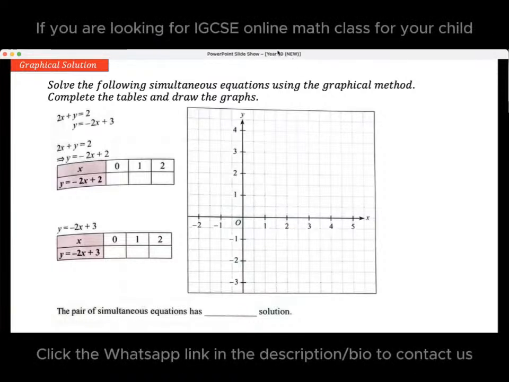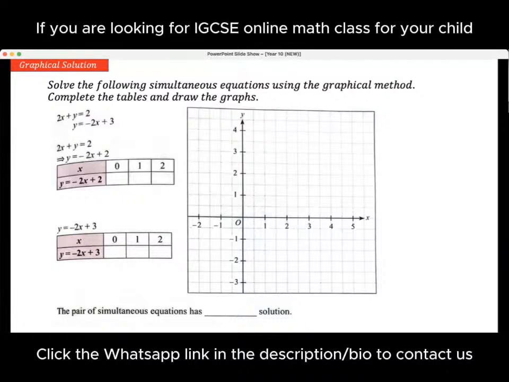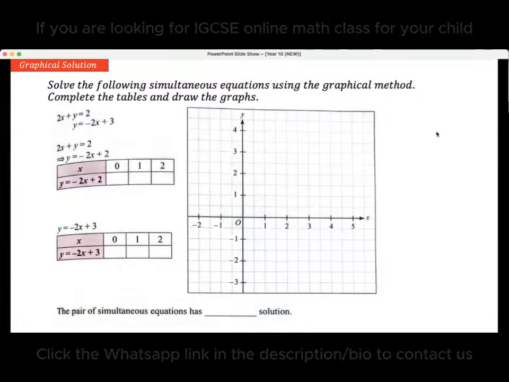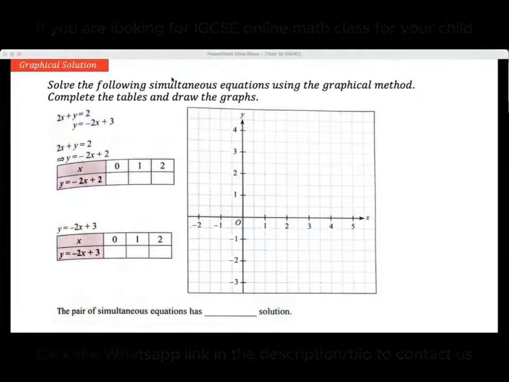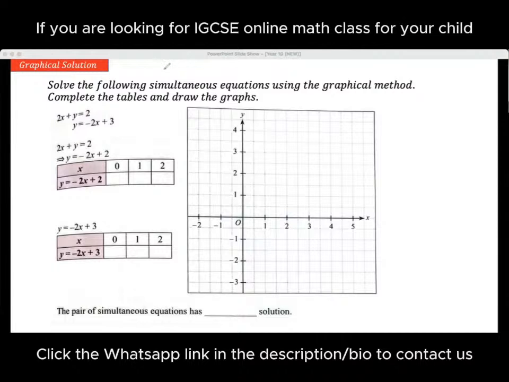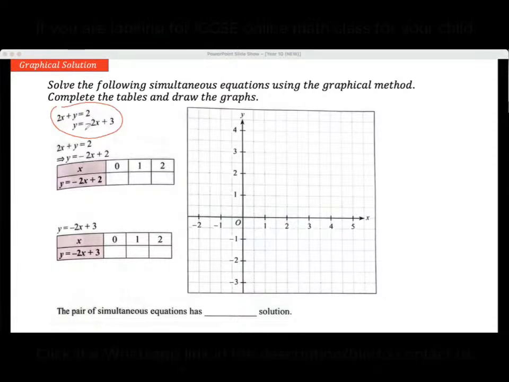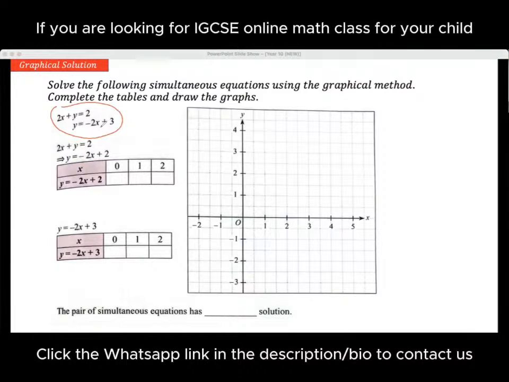So let's take a look at this. How do we solve it? Solve the following simultaneous equations using graphical method. Complete the table and draw the graph. So you will be given equations like this: 2x plus y equals 2 and y equals negative 2x plus 3.